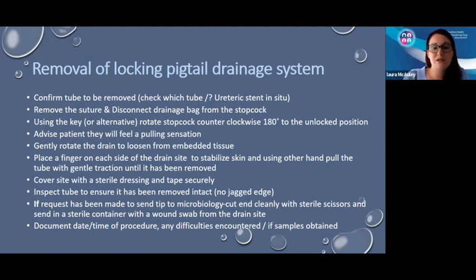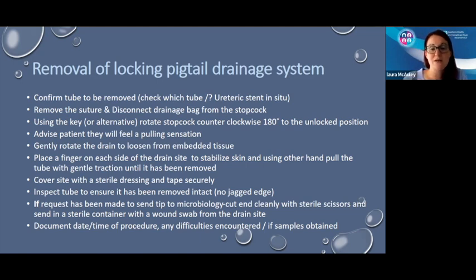You will tell the patient that they will feel a dragging, pulling sensation. Use gentle rotation of the drain just to loosen the embedded tissue that may be there. And then, placing a finger either side of the drain, you're going to just grab and gently pull in a gentle but sustained traction. You don't want to be tugging. It's a sustained traction until it's been fully removed.